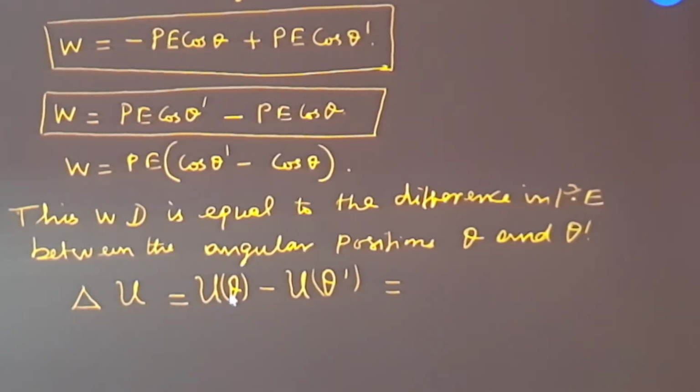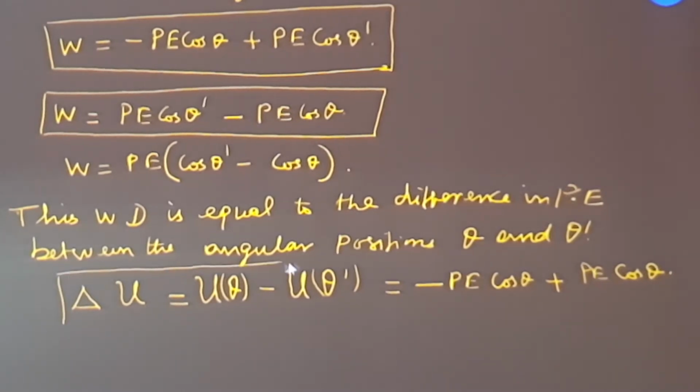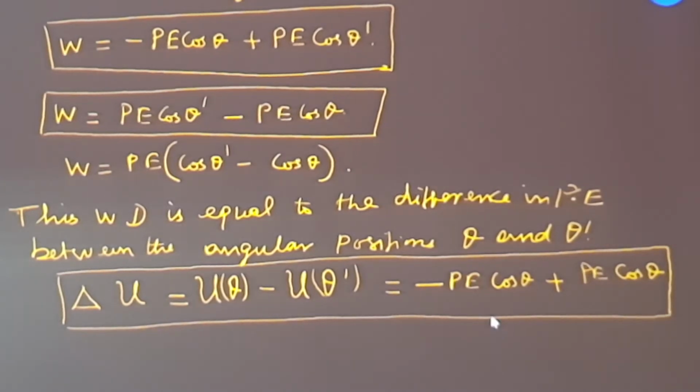So how can you write this? The potential energy in the final position is minus P E cos theta, plus the potential energy in the initial position, which we can consider as P E cos theta dash. So the work done in moving the dipole from the initial position theta dash to the final position theta gives the difference in potential energy, delta epsilon, which is equal to the final potential energy minus the initial potential energy, given by minus P E cos theta plus P E cos theta dash. Not cos theta, this is cos theta dash.